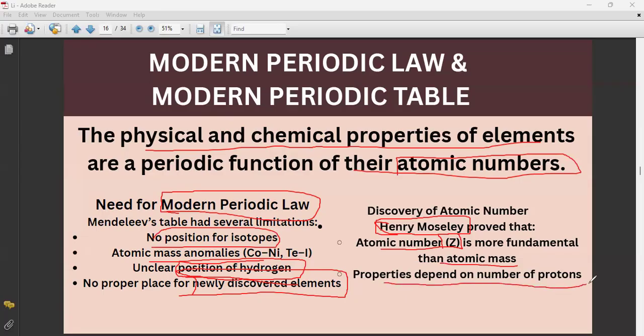This property depends upon the number of protons, which are positively charged. So he showed that the properties of the atomic numbers are dependent upon the protons, and not fundamentally on the whole mass, which was based on protons, neutrons and electrons. That was how we calculated the atomic masses. But here Henry Moseley showed that the atomic number is a more fundamental property than the atomic mass, and on the basis of that he defined the atomic number.